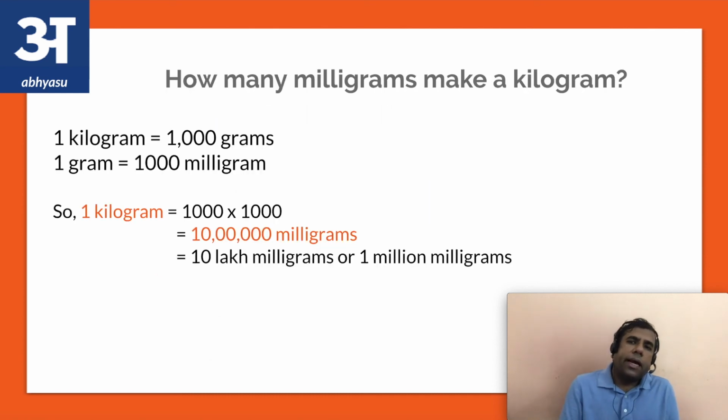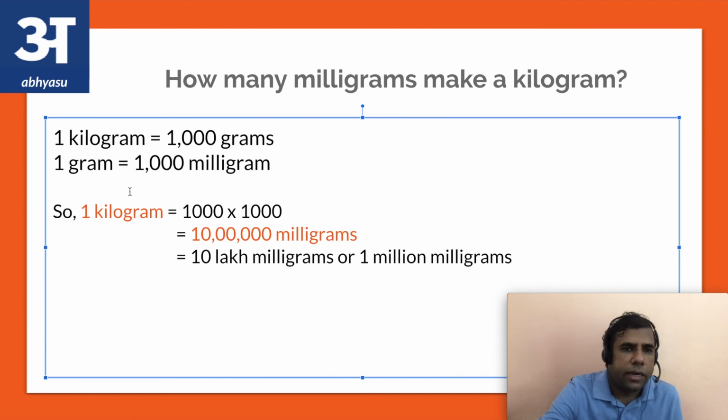How many milligrams make a kilogram? In a kilogram, how many milligrams are there? This would again be a similar calculation as we did earlier. 1 kilogram is 1000 gram, and 1 gram is 1000 milligram. So 1 kilogram is going to be the multiplication of the two, which will be 10 lakh milligram or 1 million milligram.